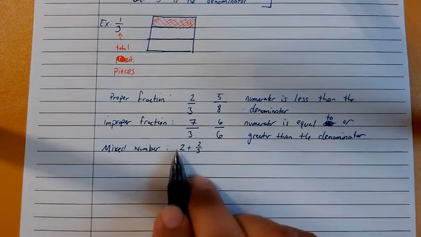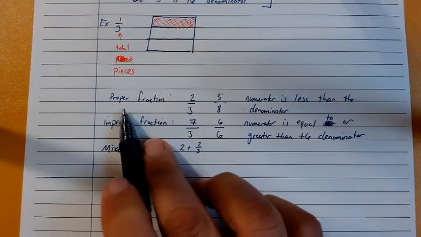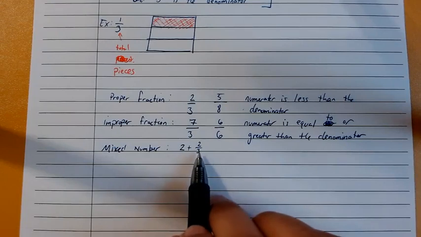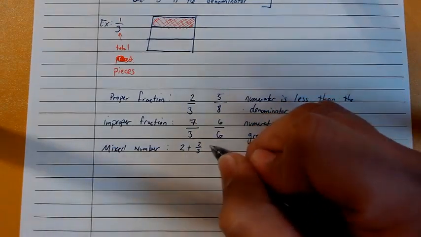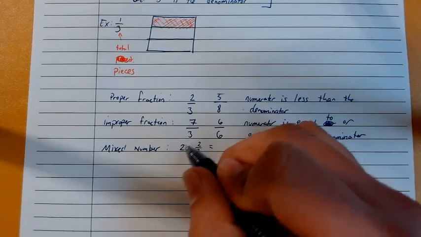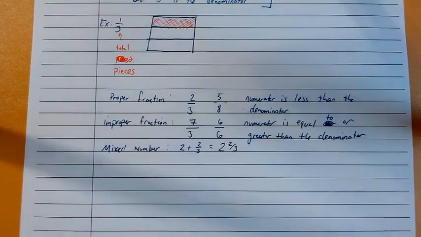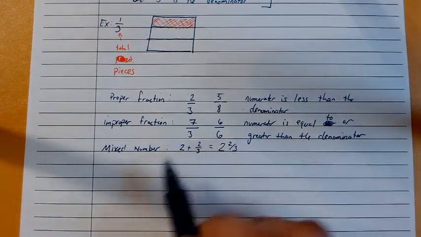So if you have a whole number, like 2, and you add to that a proper fraction, you wouldn't use an improper fraction for a mixed number. The way we write that is, you essentially just don't write the plus sign in the middle, and you write that as 2 2/3. 2 2/3, a mixed number.